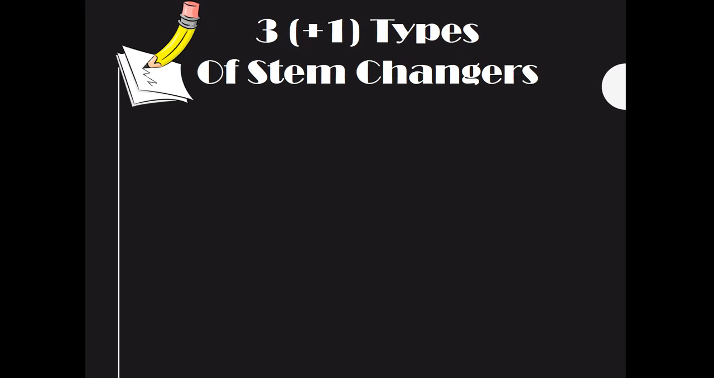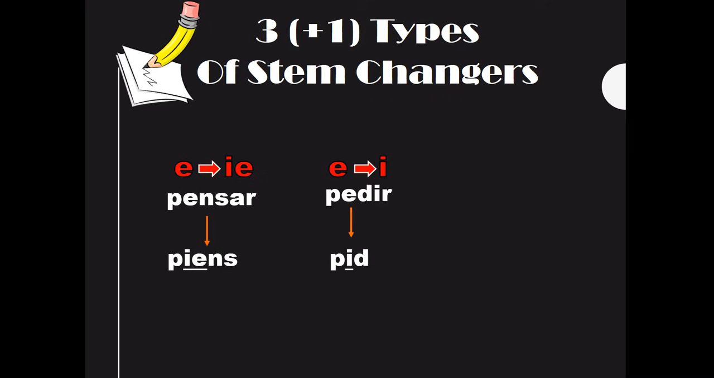So there are 3 plus 1 types of stem changers. I'll tell you what that plus 1 is in just a second. But there is E to IE, like pensar, what we saw, changes to pie. There are E to I stem changers, like pedir. So that E would change to an I. And there are O to UE stem changers, like dormir, to sleep. And that O would turn into a UE.